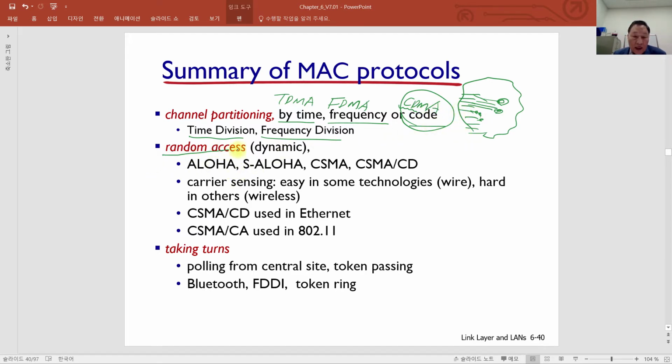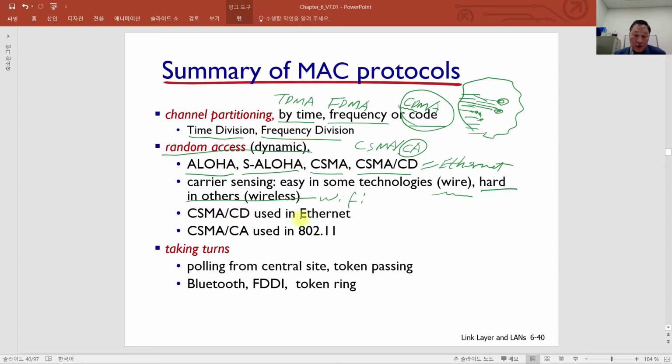Okay, random access. We learned about this. ALOHA first, and slotted ALOHA, CSMA, and the advanced one, CSMA/CD. This is Ethernet. Also, for Wi-Fi, we are using CSMA based on collision avoidance. Carrier sensing is easy in some technologies. For wired, that is easy, but it will be very hard in others, for example, wireless, for Wi-Fi.